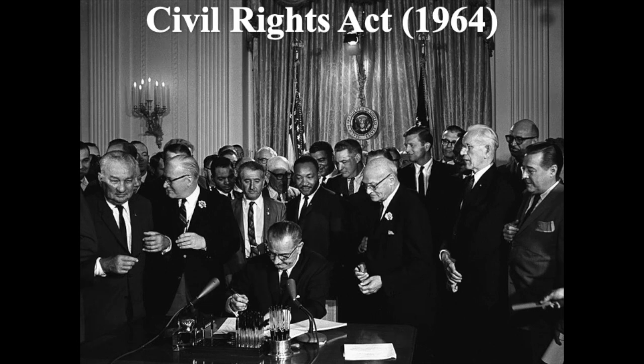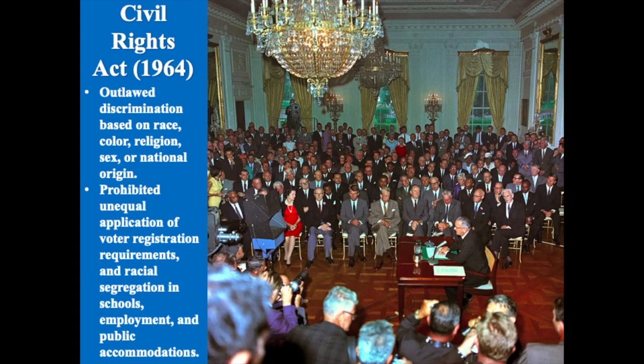The Civil Rights Act of 1964 was the first major, very powerful piece of legislation since the Reconstruction period. It outlawed discrimination based on race, color, religion, sex, or national origin. It prohibited unequal application of voter registration requirements. That means getting rid of literacy tests and also the various intimidation techniques that were used to prevent blacks from voting.